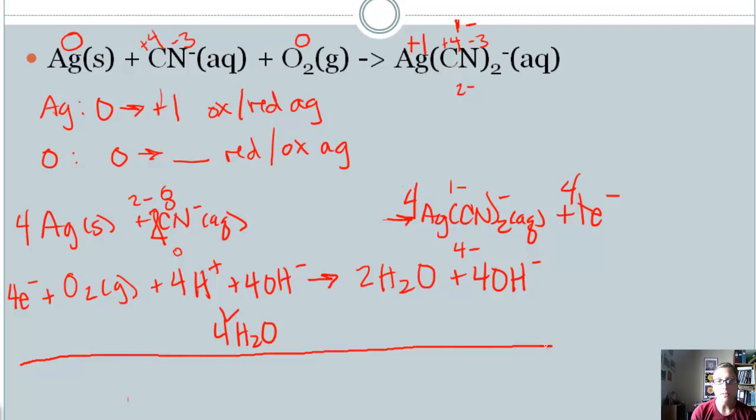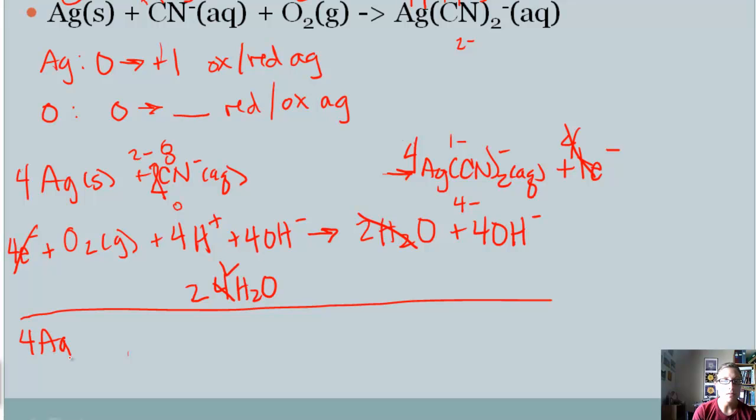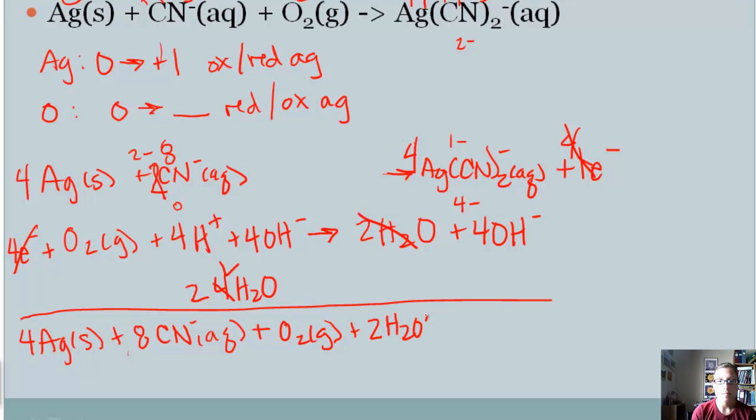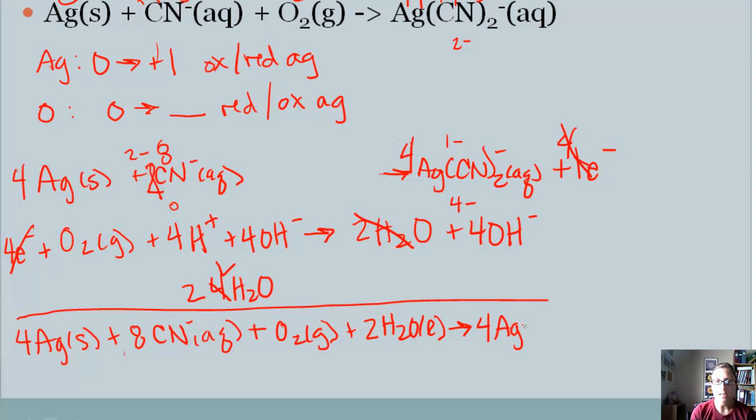Okay, so now I'm ready to add everything together. My 4 electrons are going to cancel on both sides. I've also got some water on both sides that I can cancel. I have 4 on the right, 2 on the left, so the 2 are going to totally disappear, leaving 2 on the right side. Now let's start adding together. I have my 4 silvers plus 8 cyanide ions plus my oxygen and the 2 waters. That's going to go to my 4 silver cyanide.